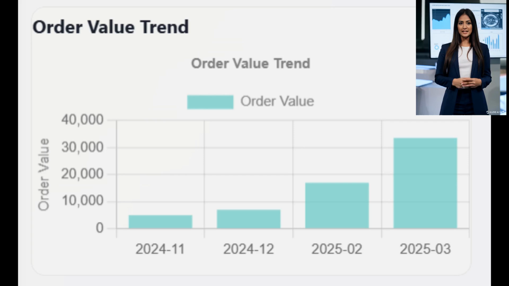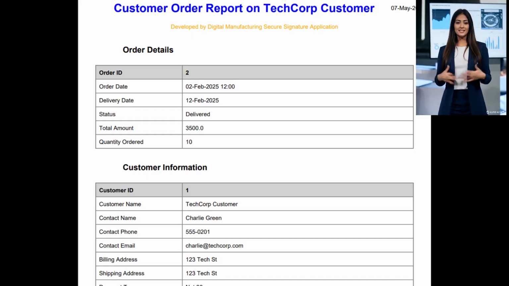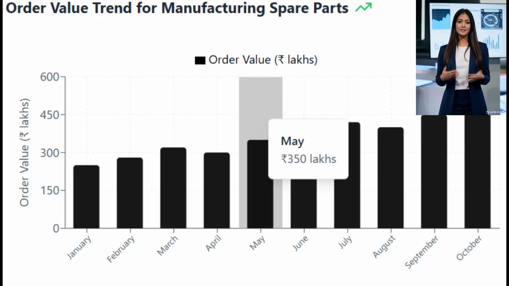It helps you understand if customers are spending more or less, which is crucial for planning how many bikes to make and how to manage sales. How do we track it? We use sales orders and invoices, records of what customers bought and how much they paid. We calculate the total order value for each period, like a month, and plot it on a bar chart, with time on the bottom and money on the side. This line shows if values are going up, down, or staying steady.